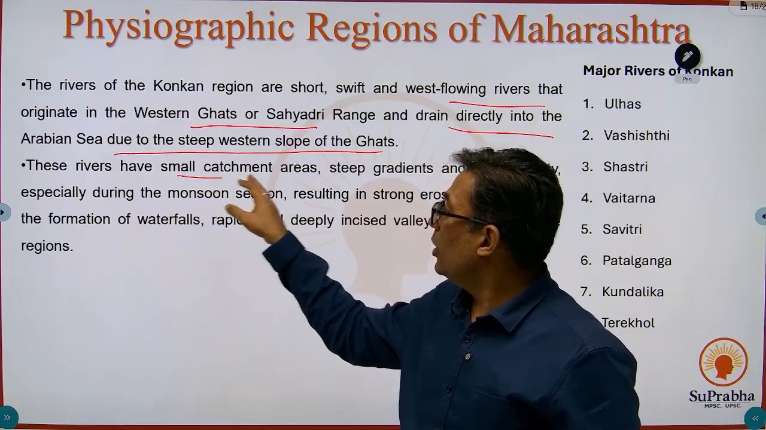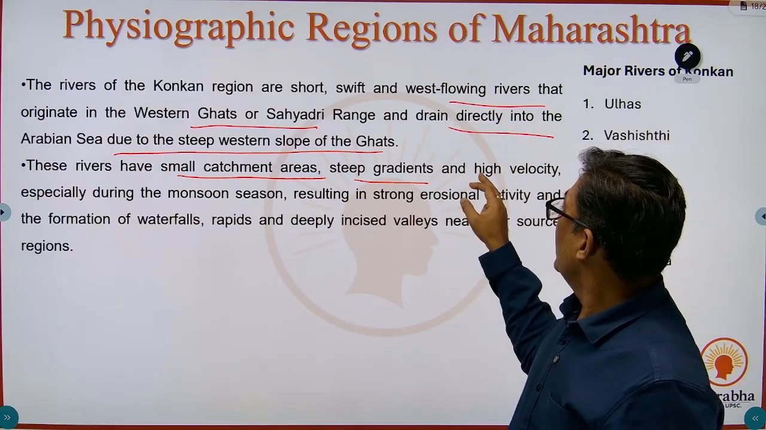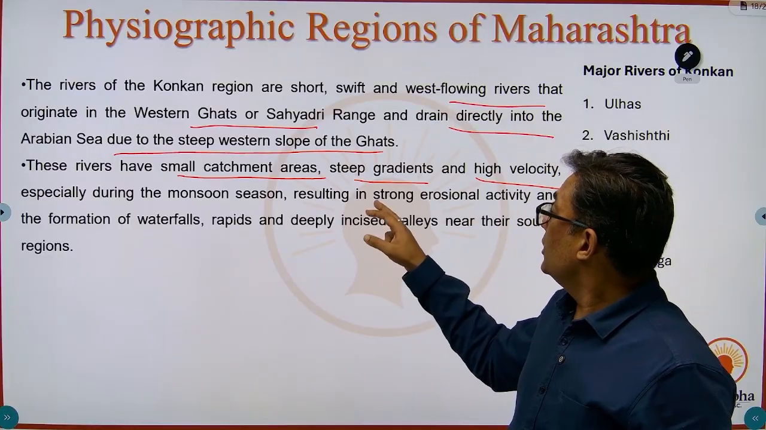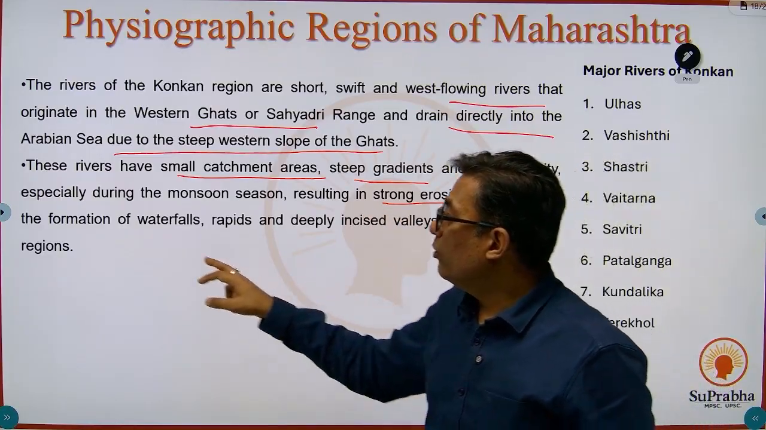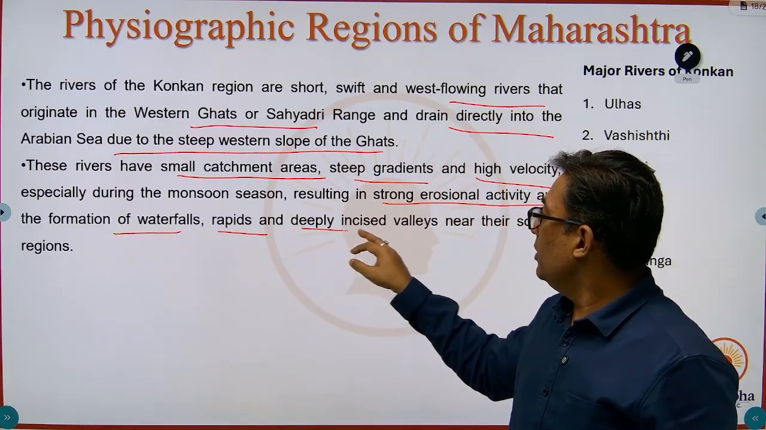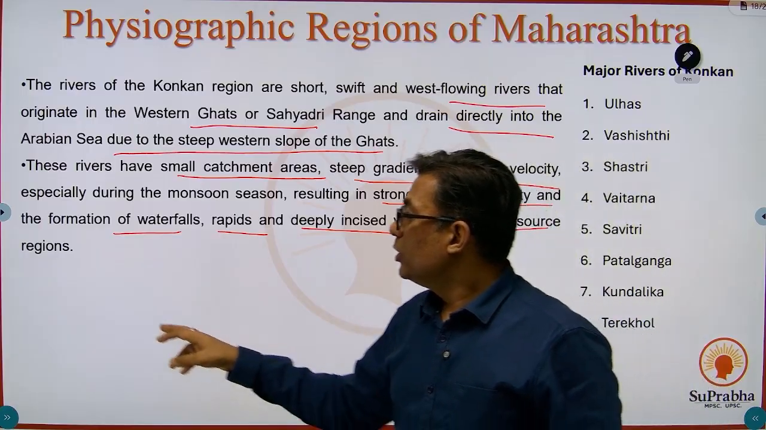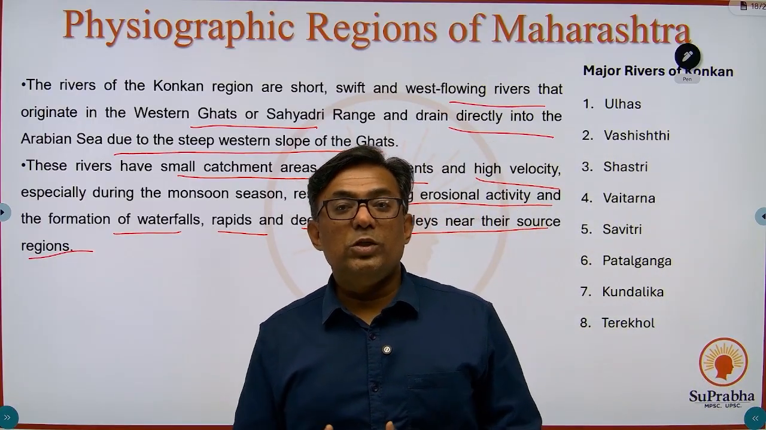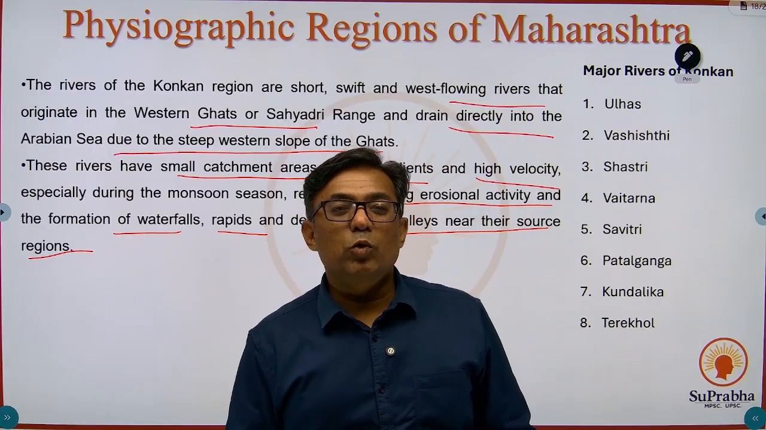These rivers have small catchment areas, steep gradients, and high velocity, especially during the monsoon, which is obvious, resulting in strong erosional activity and the formation of waterfalls, rapids, and deeply incised valleys near their source regions. And these waterfalls are very beautiful in the monsoon season. They are mostly tourist spots.